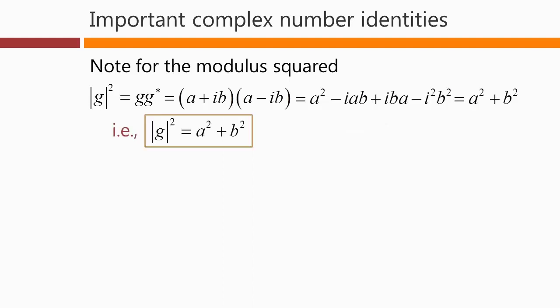In other words, we have this important identity that the modulus squared of a complex number g equal to a plus ib is a squared plus b squared.